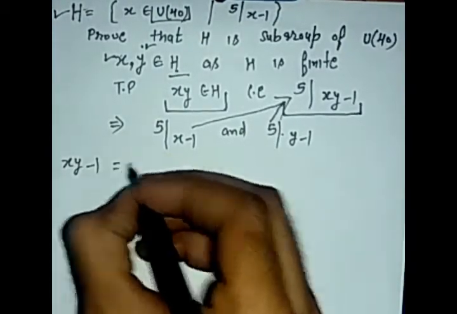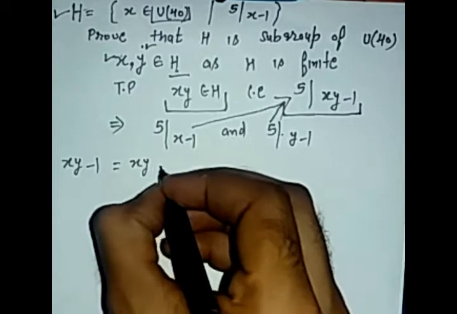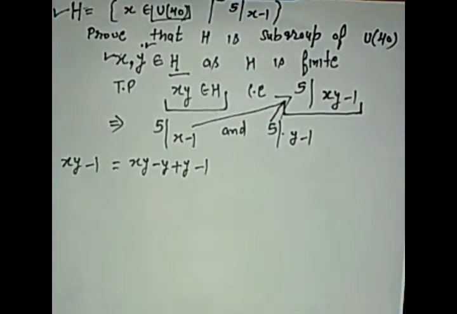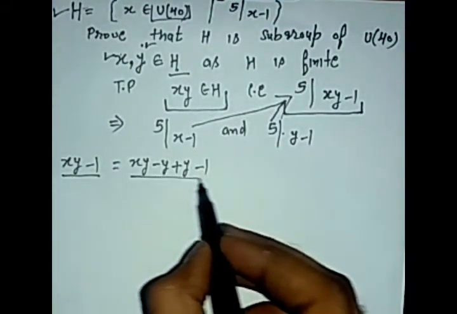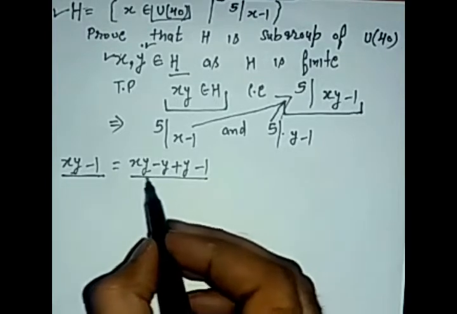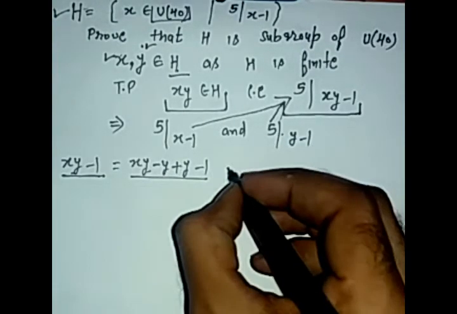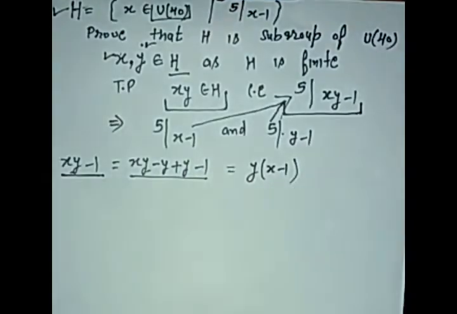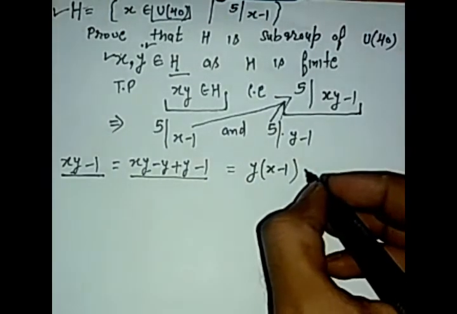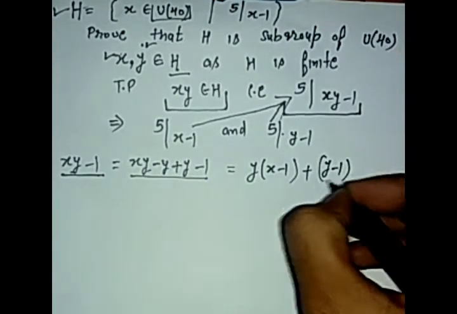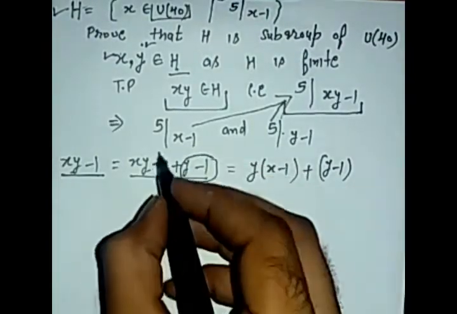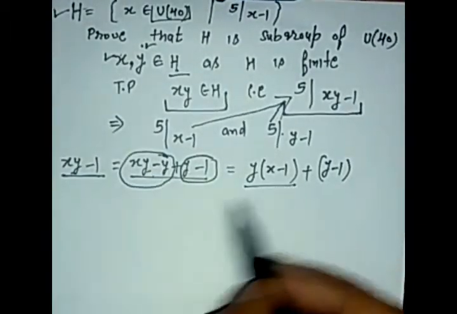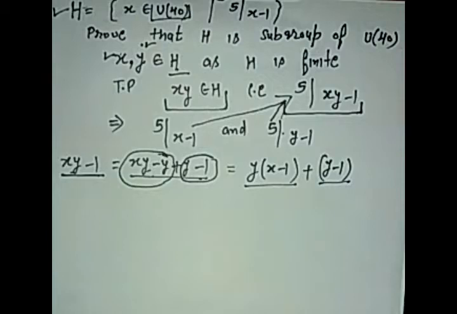In xy minus 1, if we add minus y and plus y, then there is no change in this number. Now taking y common from the first part, we have y times (x minus 1), and the last part is y minus 1. So this is the first part, and the second part can be written like this.